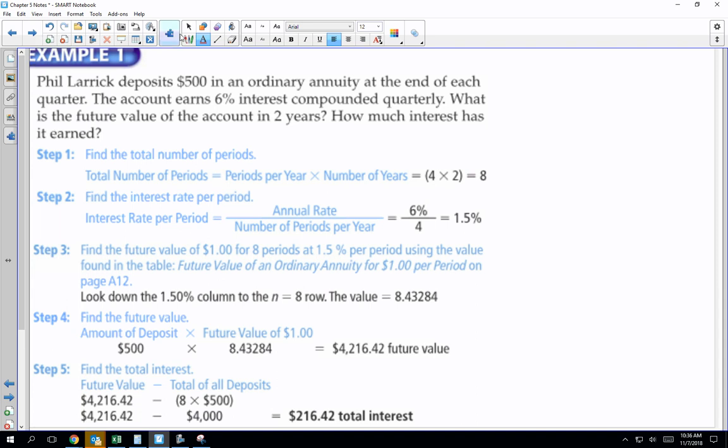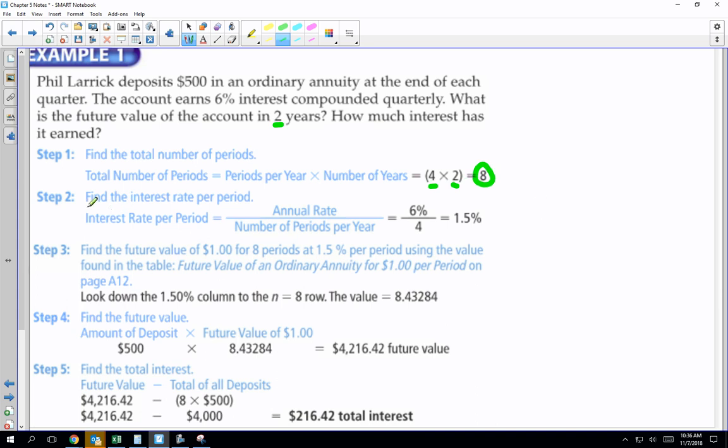So step number 1 is to find the total number of periods. So that's what you're always going to want to do, is figure out how many times you are going to compound your interest. So we go 2 years, and there are 4 quarters in 2 years. So we're going to compound this amount a total of 8 times.